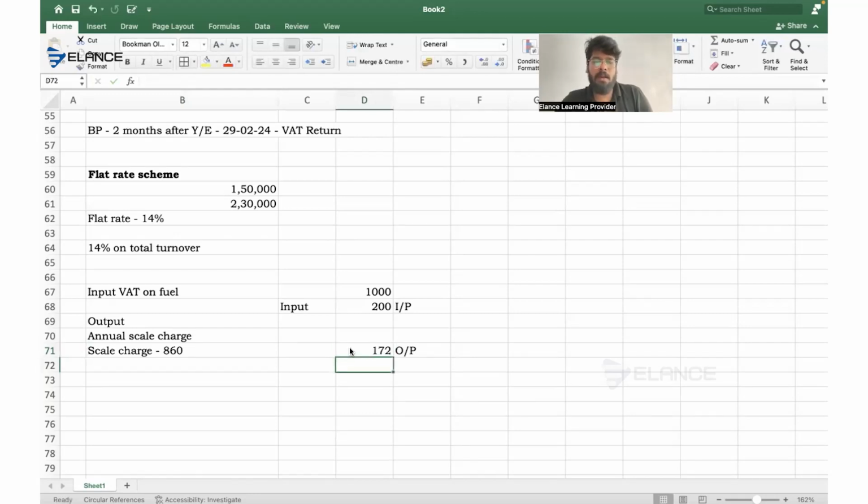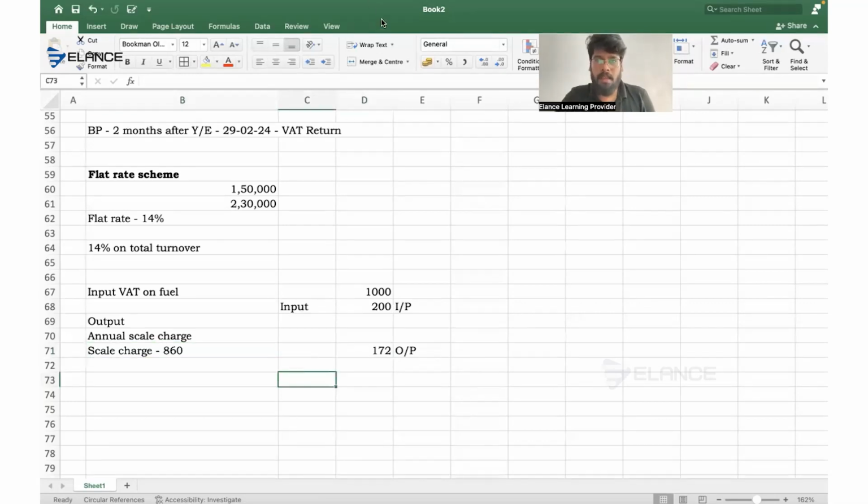So here my input VAT I just computed using the normal method, and the output VAT on fuel we can find out with the scale charge. The scale charge will be given in the question, and just find out the VAT on the scale charge. That will be the output VAT.